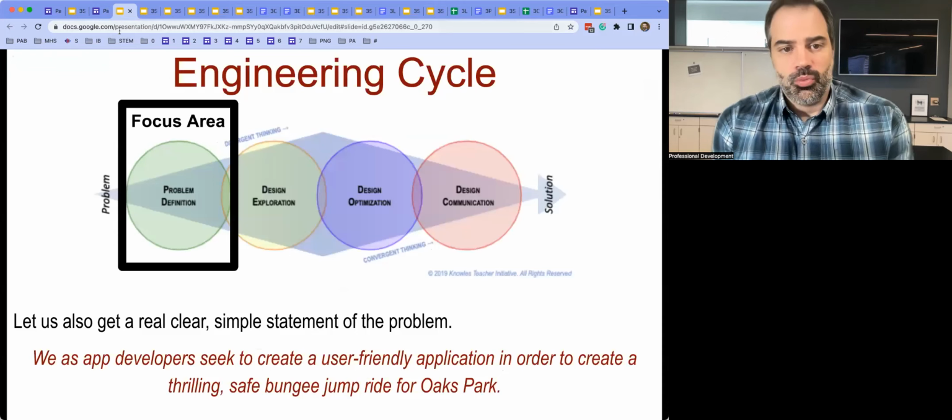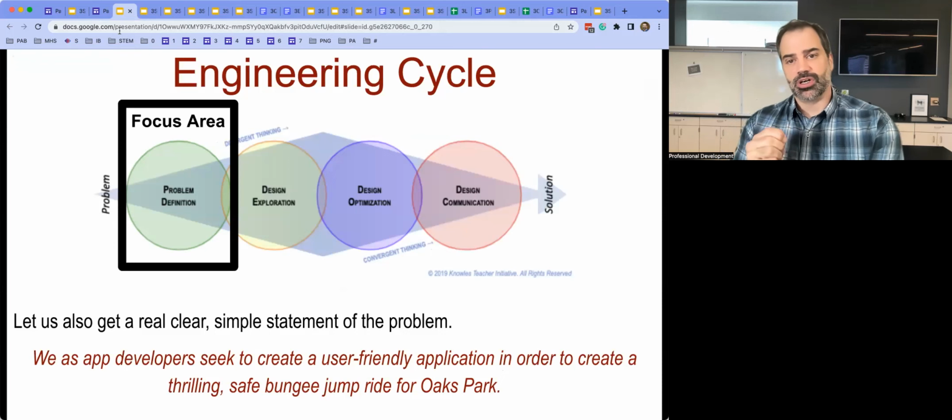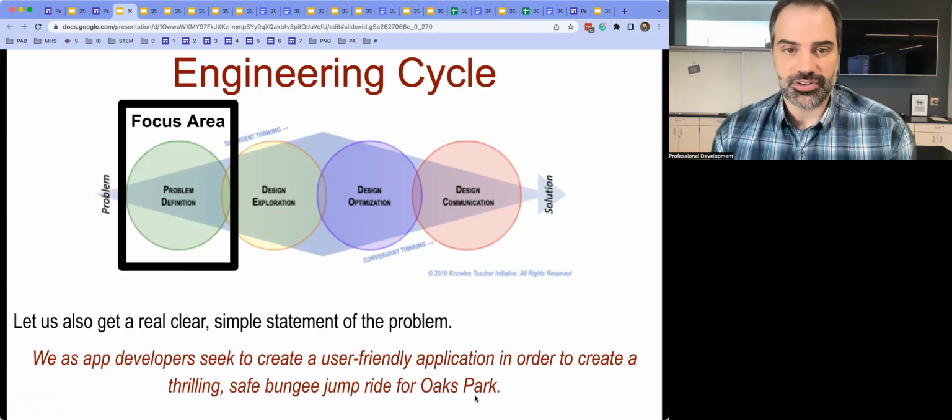All right, so we get a lot more specific about engineering now. Unit 2 did introduce this, but we're spiraling back and really upping the game. So here they do analyze several different engineering cycles. And then for this unit, we use this particular one, and we change it up each unit. In any case, they need to get clear on what they're actually trying to solve. Here is that example: we as app developers seek to create a user-friendly application in order to create a thrilling, safe bungee jump ride for Oaks Park.